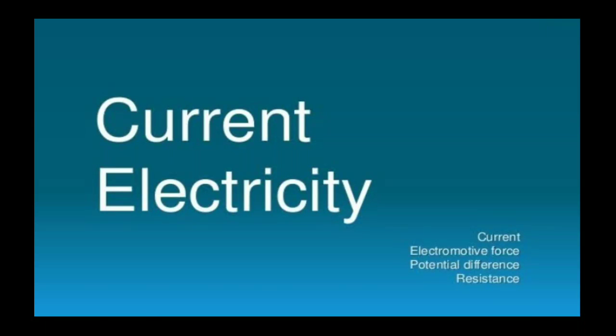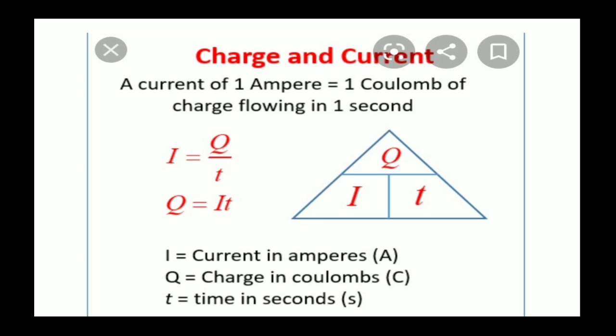When we say current, current means the flow. When we say water current, it means flow of the water. So current electricity means the flow of the electrons through a conductor. So first thing is charge and the current. What is current? The current is the flow of the electrons through a conductor. Current is shown by the letter I.